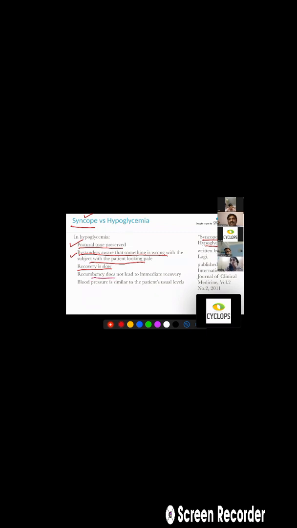Recumbency does not lead to immediate recovery, unlike in syncope. And blood pressure does not fall; it is similar to the patient's usual levels. These are the points. And if you just remember these things, a lot of the time we will know how it matters.